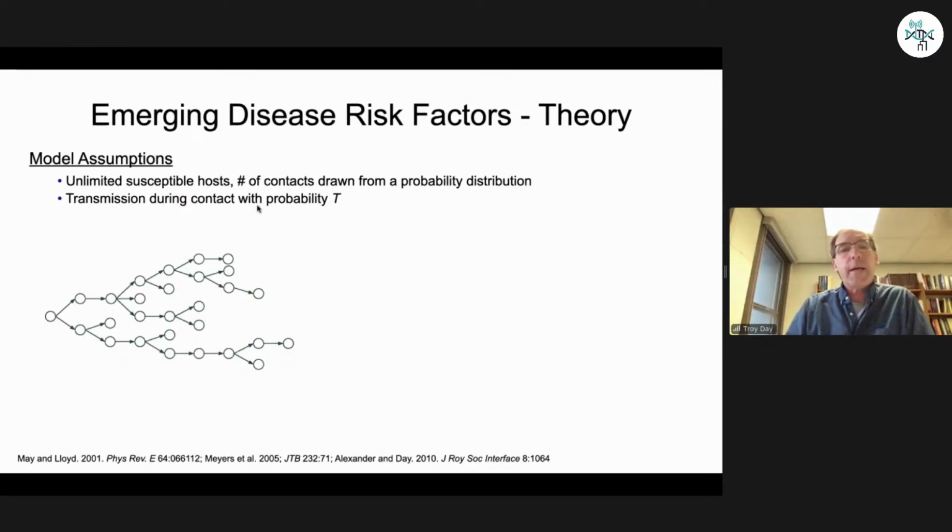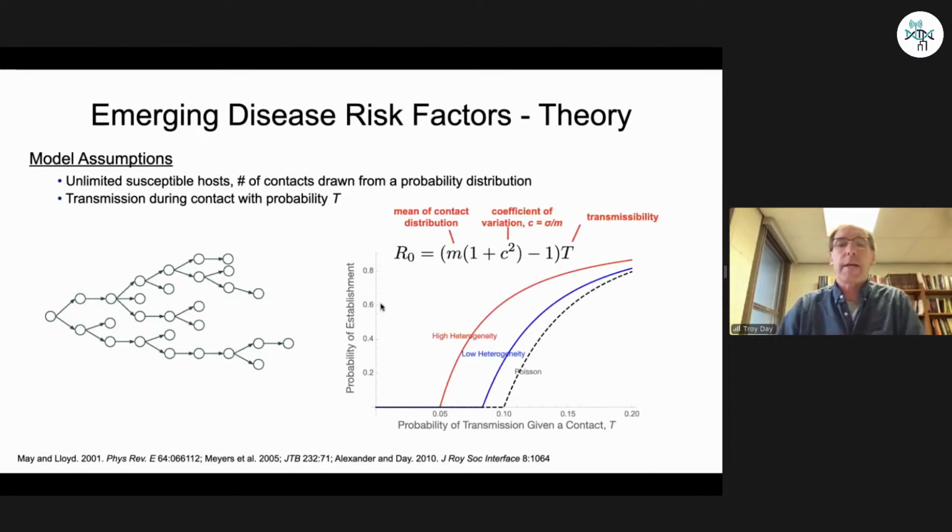And you can take models like this and compute what the probability of that establishment is. There are many models that do this sort of thing, going back at least to this paper by May and Lloyd. What I'm going to present here are some results by a former master's student in my group, Helen Alexander, who's now a prof at the University of Edinburgh. What she did was build a model that had this kind of flavor to it, but she explored a number of different things in terms of contact structure and that kind of thing. I'll just show you some simple results from some of the analyses she did.